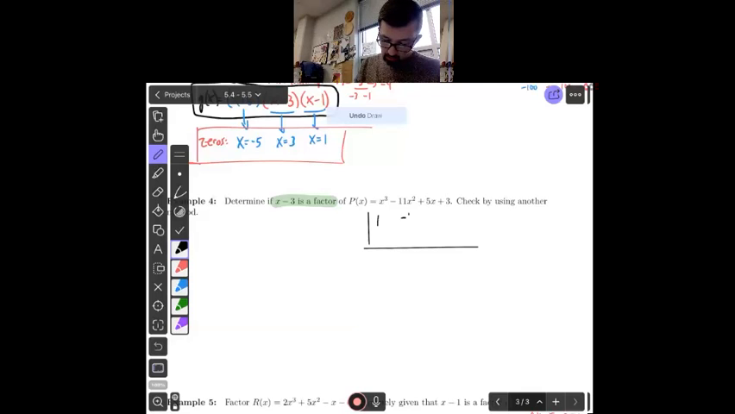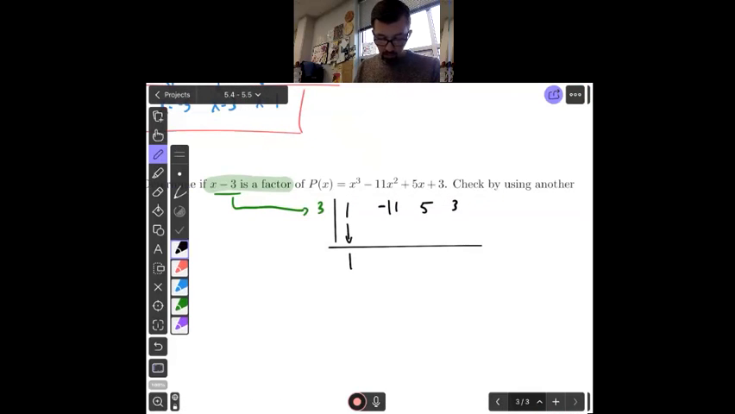So 1, -11, 5, and 3. Then we are going to switch that sign as we bring it over, since they gave us a factor. They didn't give us a zero. Watch out for that. Such a small difference, it'll completely change the problem.